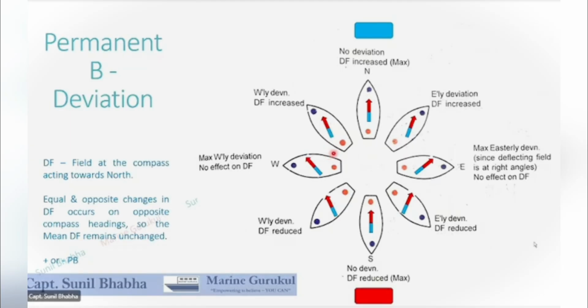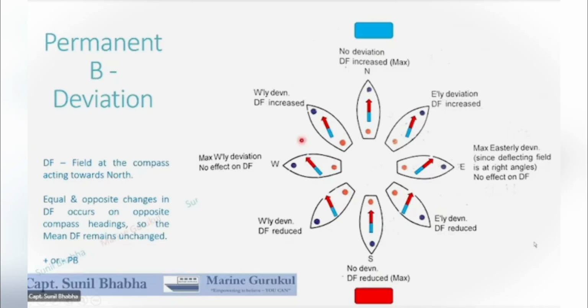Now another important thing which you can see from this diagram is that these poles of the ship also affect the directive force at the compass location. What is this directive force? Directive force is the strength of the magnetic field at the compass location which makes it point towards the north direction.